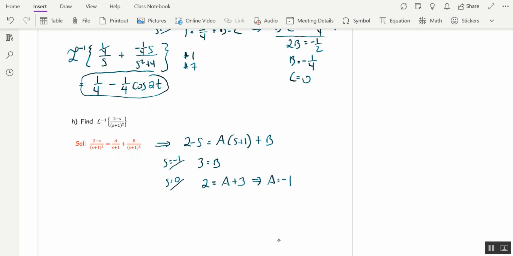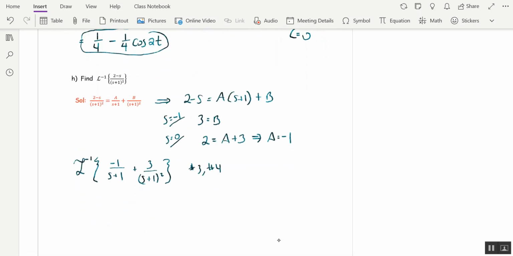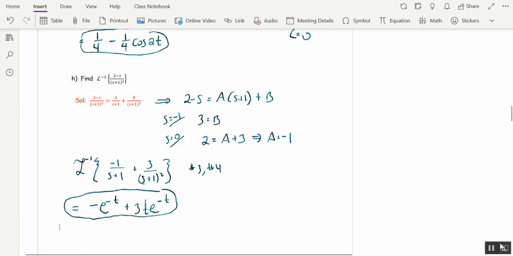Okay, so now I'm ready to put my L inverse back on. I want negative 1 over s plus 1 plus 3 over s plus 1 quantity squared. Okay, this is going to be formulas 3 and formulas 4 respectively. And so this is negative e to the negative t plus, this one's going to give me 3t e to the negative t.